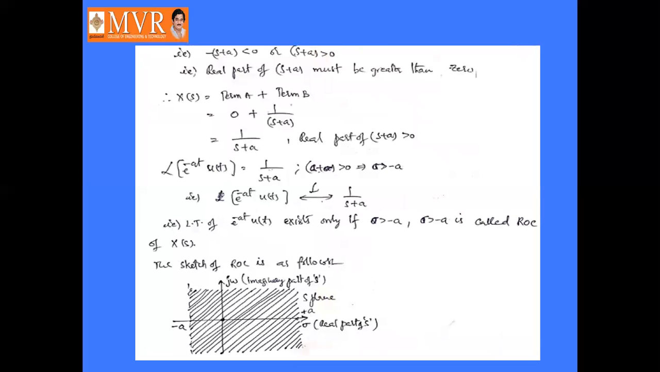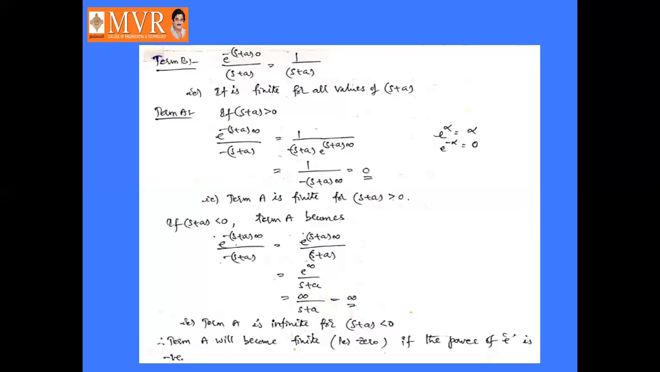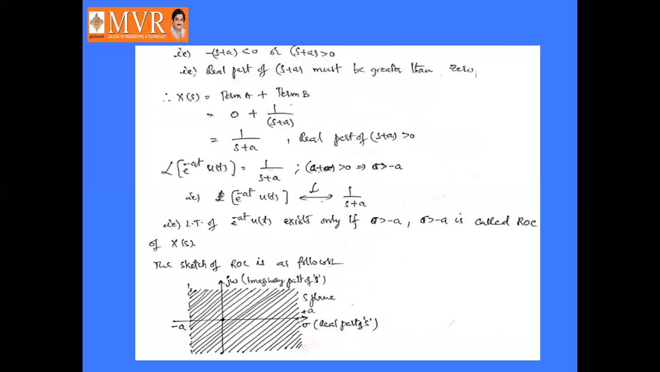So s plus a must be greater than 0. That is, the real part of s plus a must be greater than 0. It is term a plus term b. So if s plus a is greater than 0, term a's value is 0 and term b's value is 1 by (s plus a). So in total it is 1 by (s plus a), and the real part of s plus a is greater than 0, or s is greater than minus a. In s, the real part is sigma. Sigma is greater than minus a.